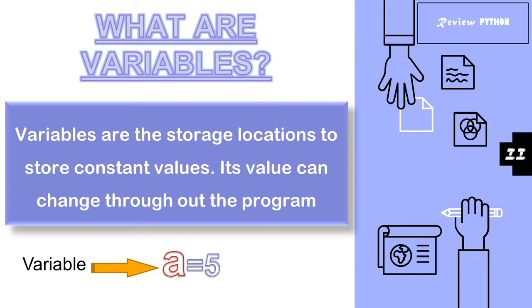So first of all, what are variables? Variables are storage locations to store values. Its value can change throughout the program, much similar to the variables you have in mathematics. You can see 5 here is a constant value. 5 will always remain 5 throughout the program. But the variable a can change. Now it's 5, later we can insert the value 6 into variable a, then we can multiply two numbers and insert the result in variable a. So the value of a variable can change throughout the program.